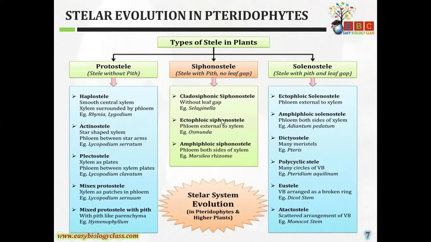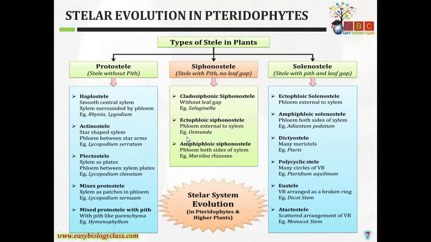Siphonostele is the one where the stele is with pith region. The pith will be in the center, and surrounding the pith will be the row of xylem vascular bundles, and surrounding it will be the phloem. So that's the reason why we call it ectophloic siphonostele.